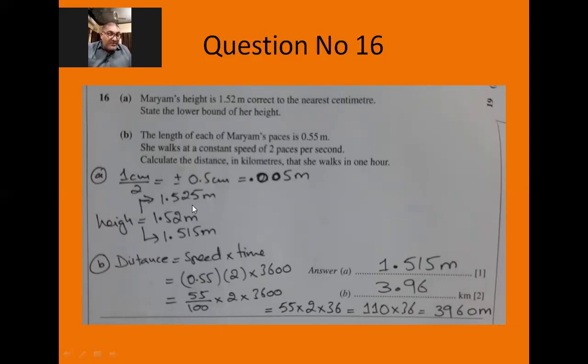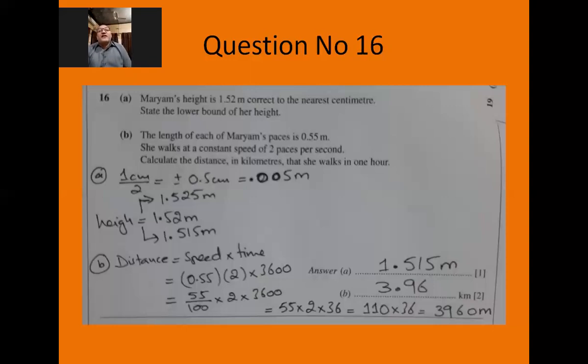Then the question is part B. It says the length of each of Mariam's paces is 0.55 meter. She walks at a constant speed of 2 paces per second. Calculate the distance in kilometers that she walks in 1 hour. Okay, so in 1 second she takes 2 paces. Each pace she takes is 0.55 meter. So in 1 hour, how many kilometers has she traveled?